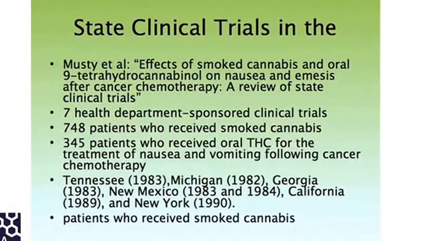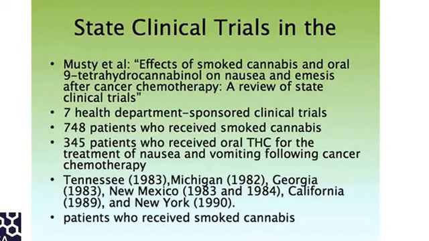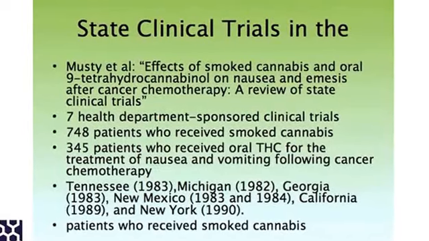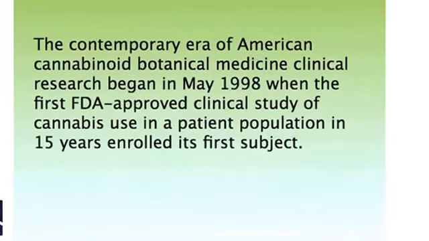I don't know how much time I have left, but a quick mention that most of the research done before the 1990s was non-controlled clinical studies, but they had large numbers of patients: 748 patients who smoked cannabis in these 7 state-sponsored clinical trials for cancer patients getting chemotherapy. These were the states that were involved. And 70 to 100% relief from nausea and vomiting was self-reported by patients in these uncontrolled cannabis versus THC pill studies.